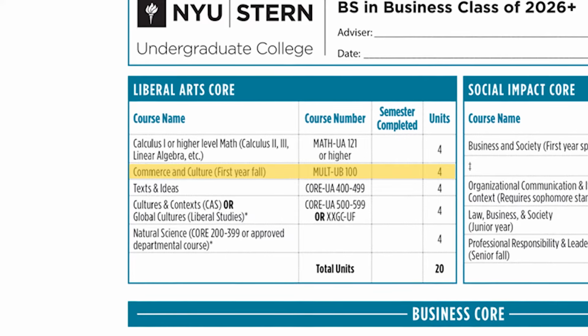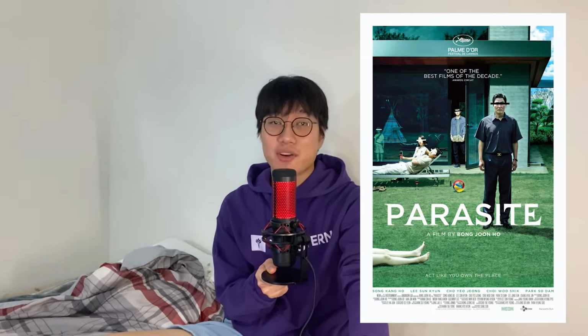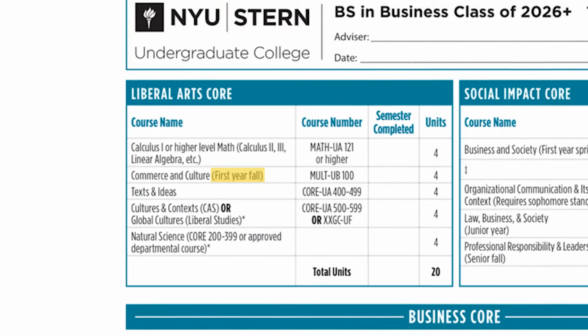The next class is Commerce and Culture. Simply put, it's an English class, but related to business. You read books, you watch movies, and you write stuff about them. Some examples of books and movies that we covered in class are Convenience Store Woman, Parasite, Blade Runner. These don't even sound related to business, I know, but trust me, the professor will somehow find a way to tie them into the curriculum. Notice how it says first year fall here?